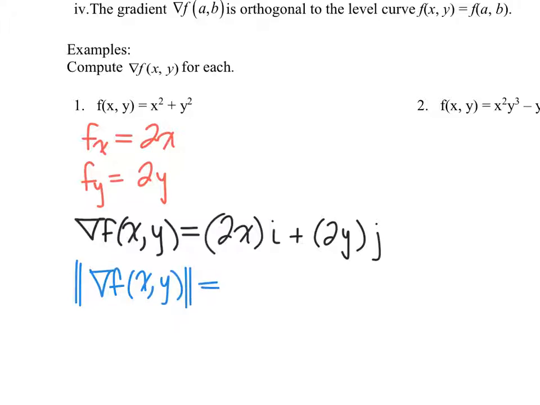Because it is a vector, it's just going to be 2 times the square root of x squared plus y squared.